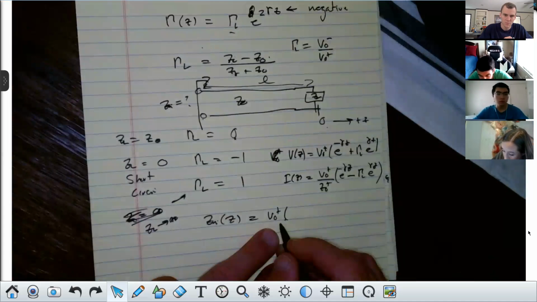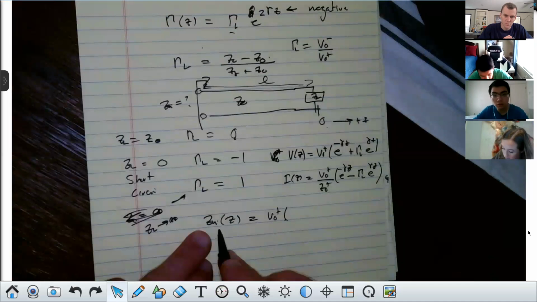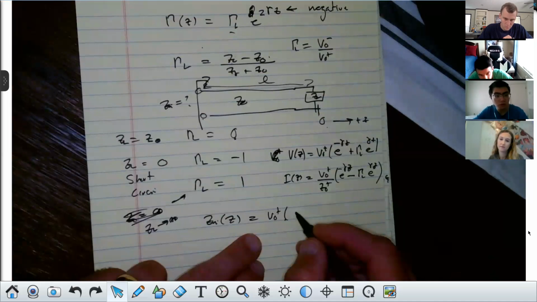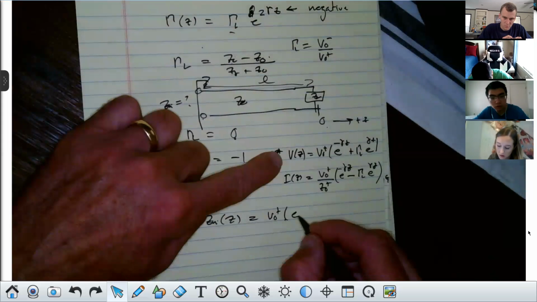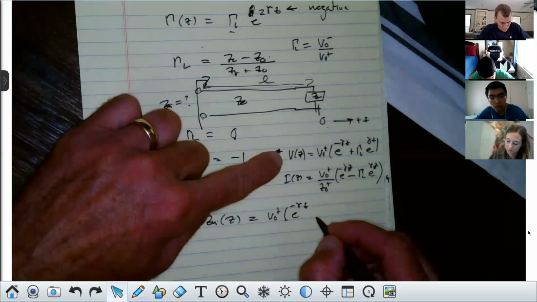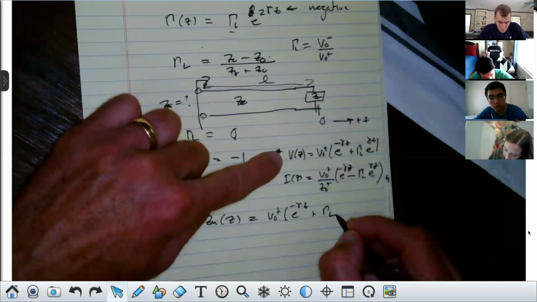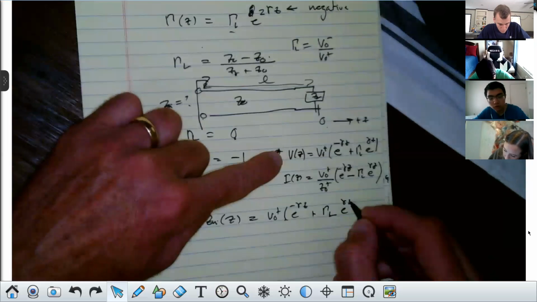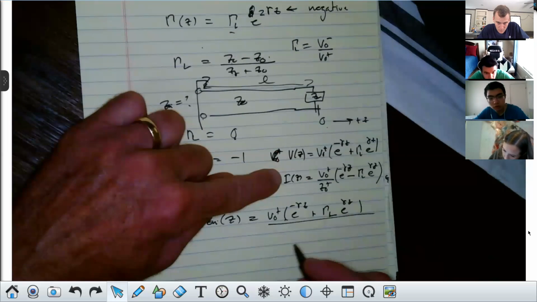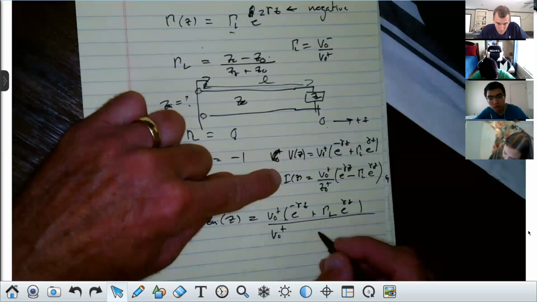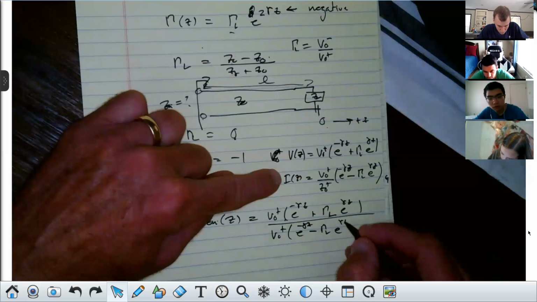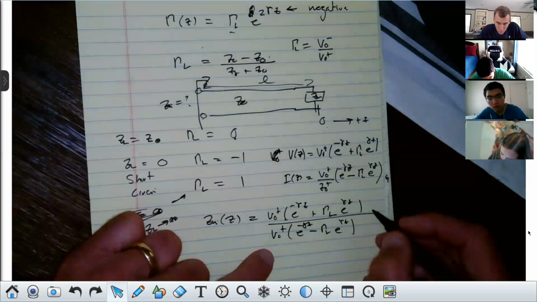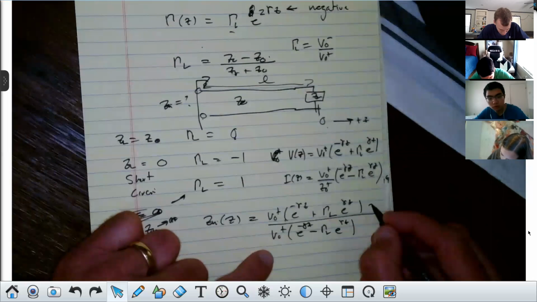All right, now I have this here. If I wanted the impedance, this is really going to be the ratio of voltage to current. Well, this is the voltage, e to the minus gamma Z plus gamma L e to the gamma Z here. And this is the current, so it would be V0 plus again, and then it's e to the minus gamma Z minus gamma L e to the gamma Z. And since it's divided by Z naught, you can put Z naught up here.